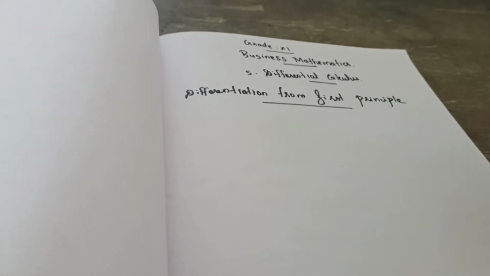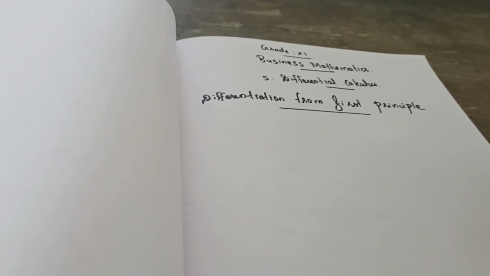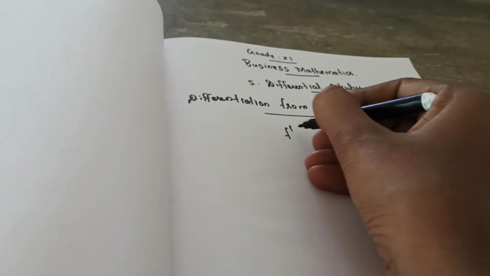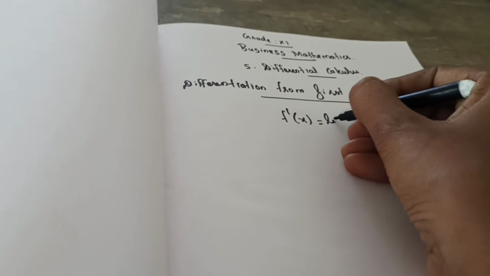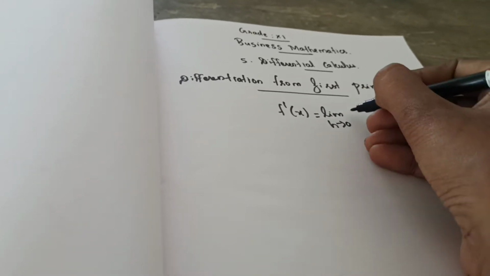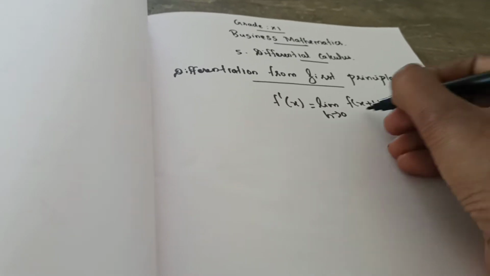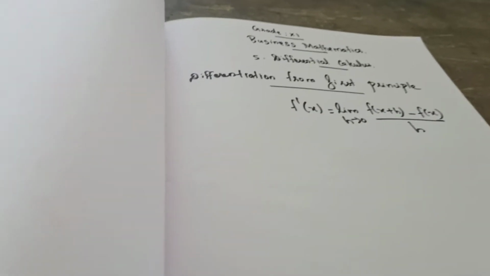We are going to learn the first principle first, that is the process of finding the derivative of a function by using the definition that f dash of x is equal to limit h tends to 0 f of x plus h minus f of x divided by h. This is called the differentiation from first principle.